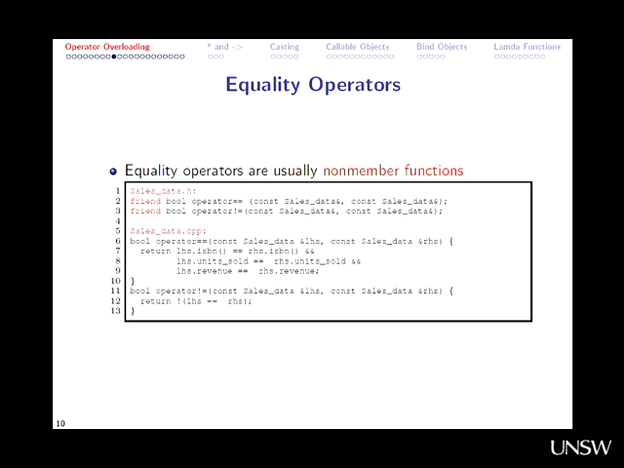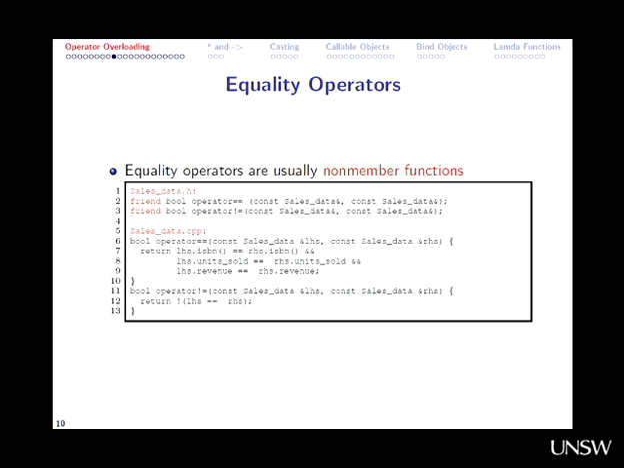Okay? Equality operators are normally defined as non-member functions. The reason why they're non-member functions is so we can use them in things like if statements. Okay? And so for our sales data object, our double equals will check if the ISBN number is equal, the number of units sold is equal, and say if the revenue is equal. Okay, because this is complete equality. It's saying, are these things exactly the same?